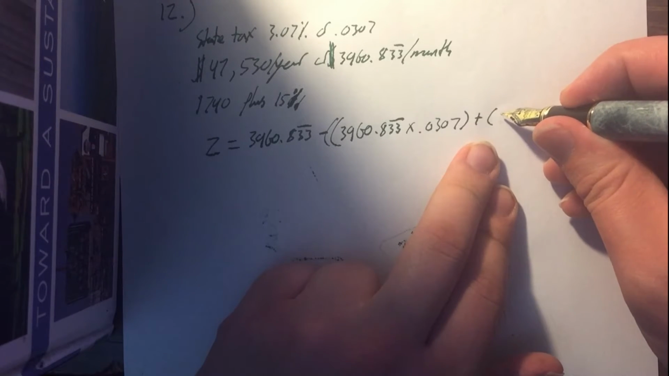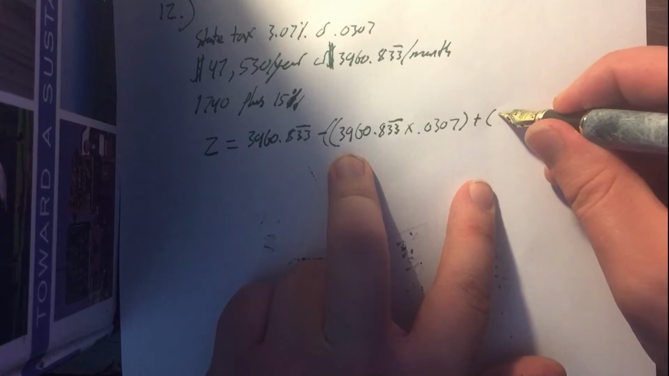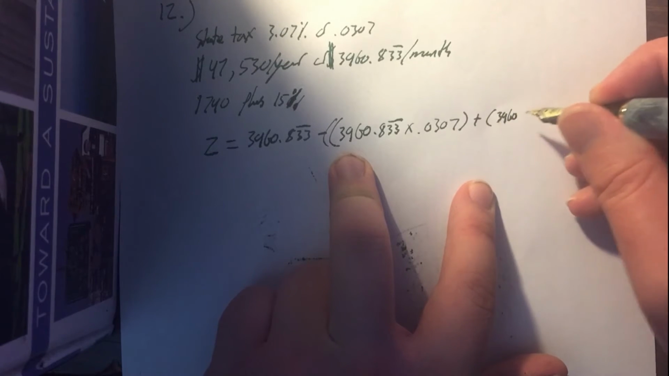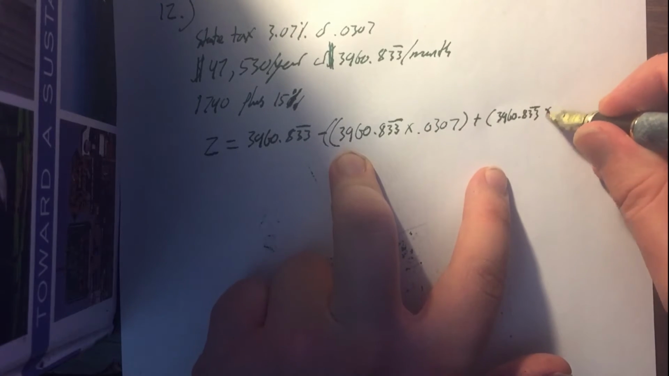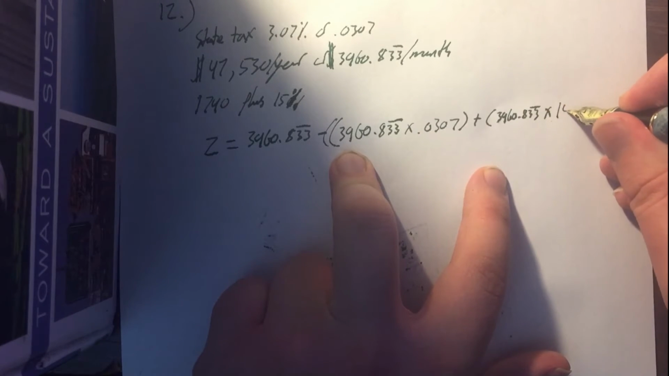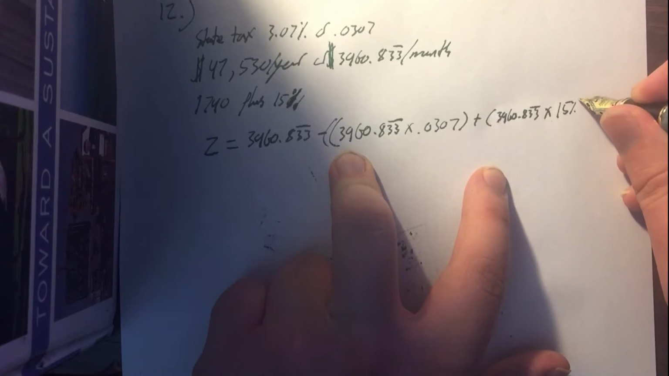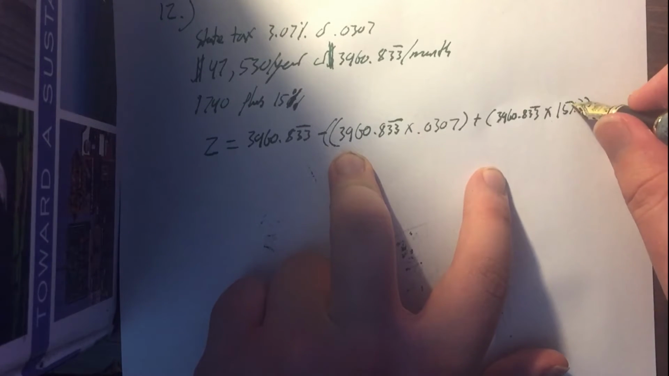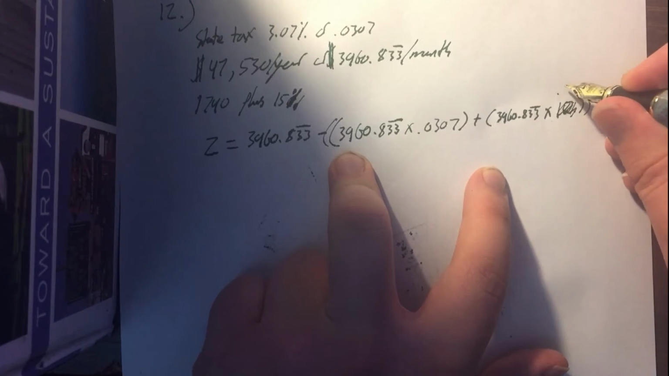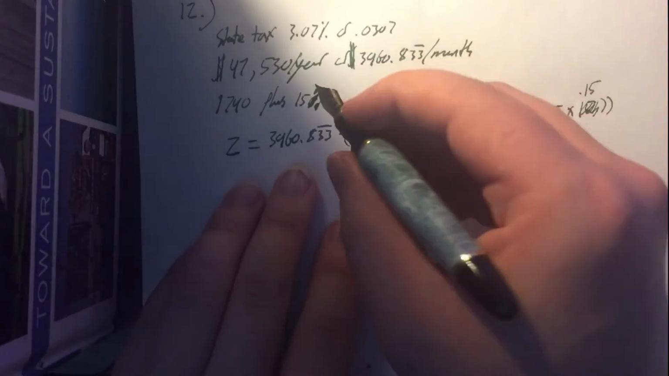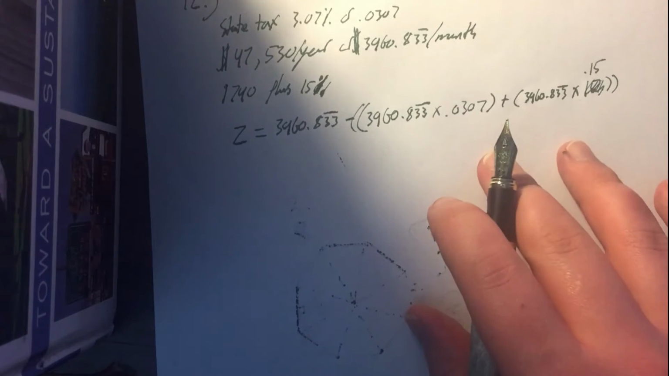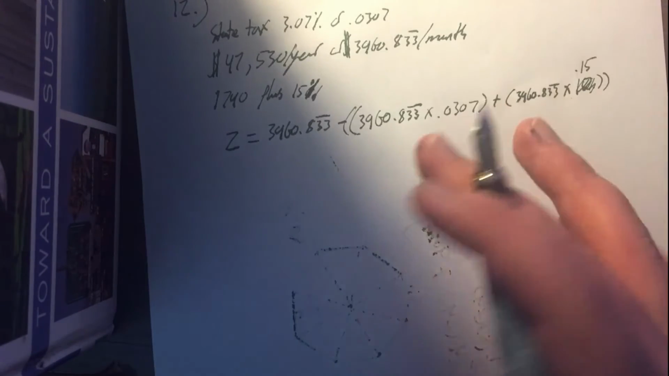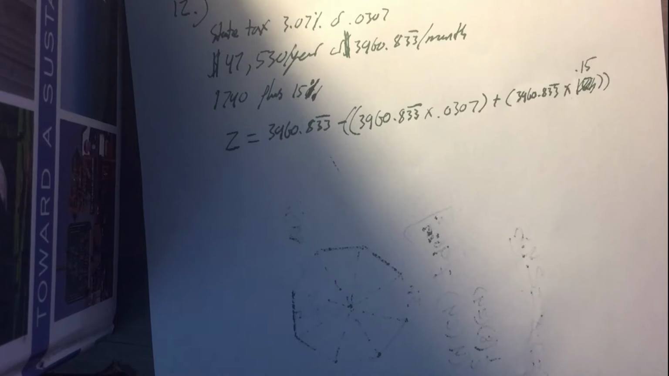plus his gross pay, 3,960.833, times the federal tax of 15%, and parentheses. Sorry, 15%, or how do we write that? 0.15. So now we have this equation, we just have to do it all. Again, we'll start with the parentheses first, as PEMDAS demands.